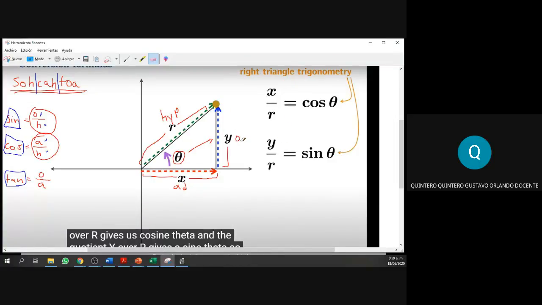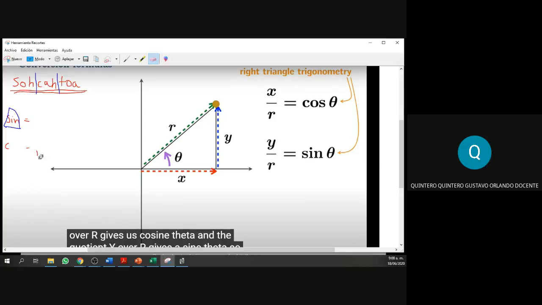Why are we doing trigonometry here? Simple. Because we want to isolate the variables X and Y. And I'm going to show you why in a second. Let me erase all of this. There we go.